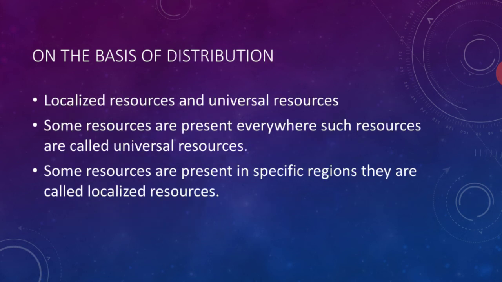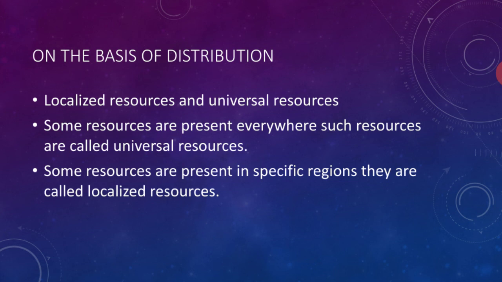On the basis of distribution, resources can be classified into localized resources and universal resources. When resources are present in a specific region, they are called localized resources. For example, some particular mineral will be available in particular areas alone. Coal is available mostly in Neyveli in Tamil Nadu. In a particular area alone we will get that particular product. That will be called a localized mineral resource. Localized resources. Okay, next one.